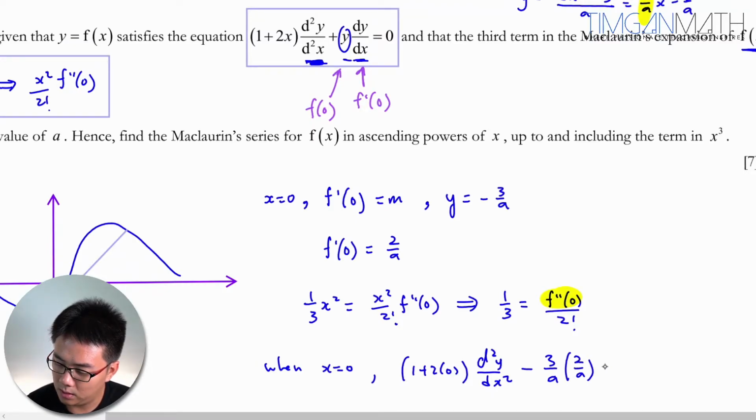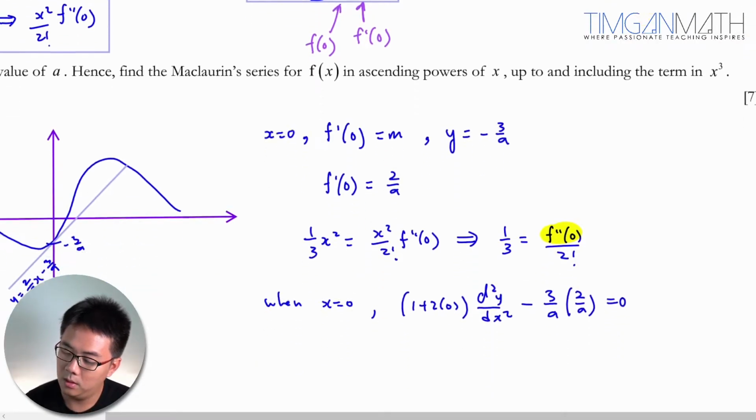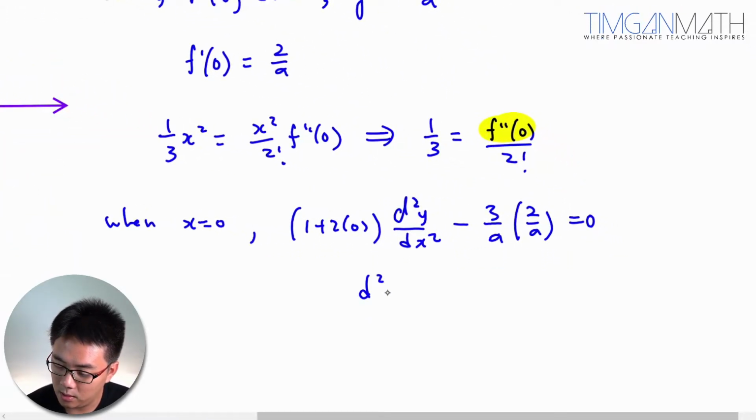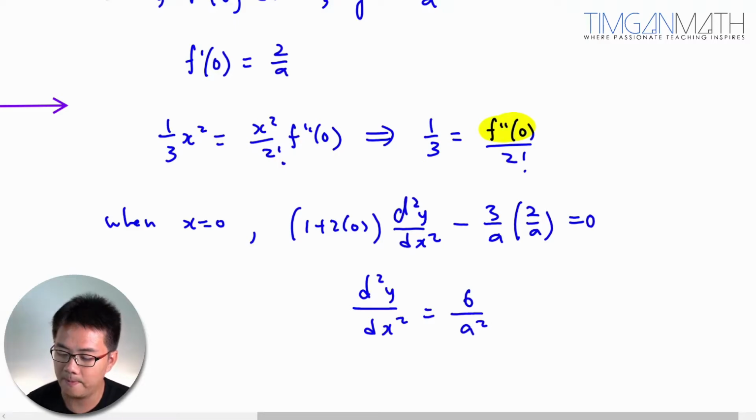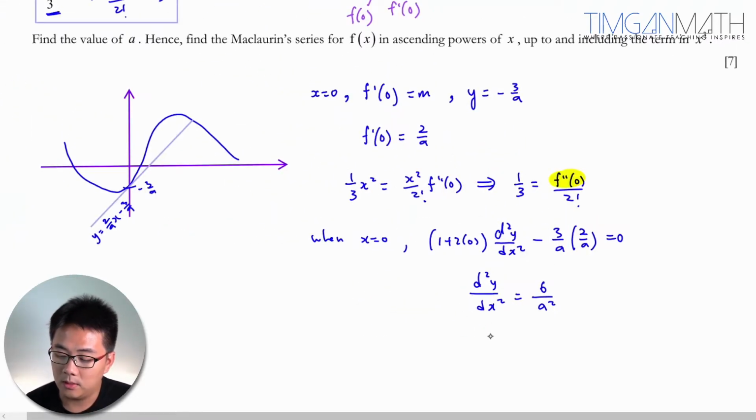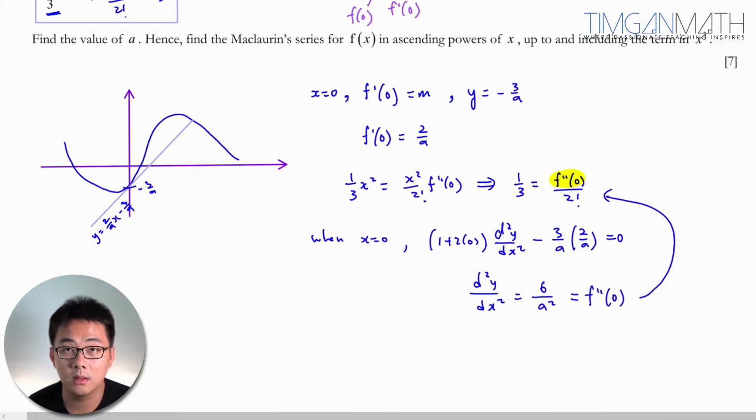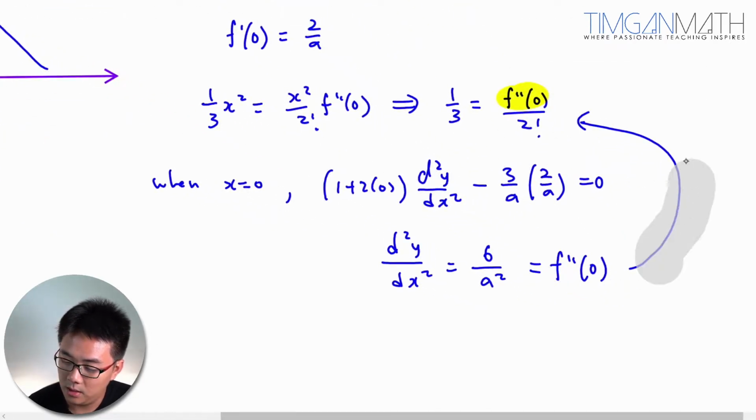So this part here, what I will get is essentially minus 3a times dy/dx, which is 2a, equals 0. So here I'll get d squared y over dx squared equals 6 over a squared. So in other words, this is my f prime 0. So I'm going to sub it into that equation there. So sub 1 into 2.